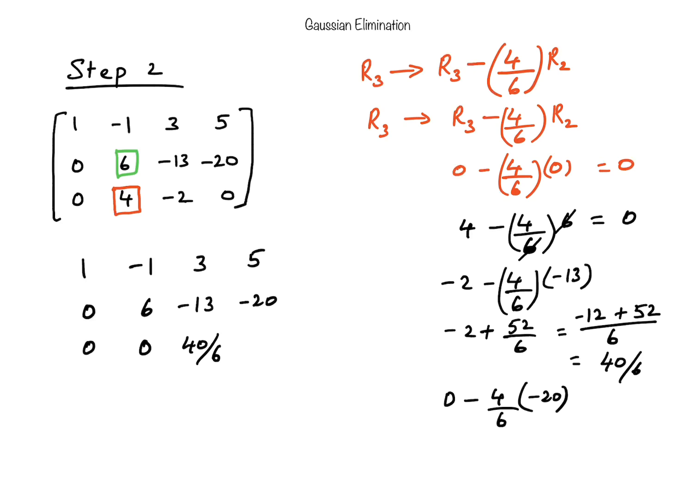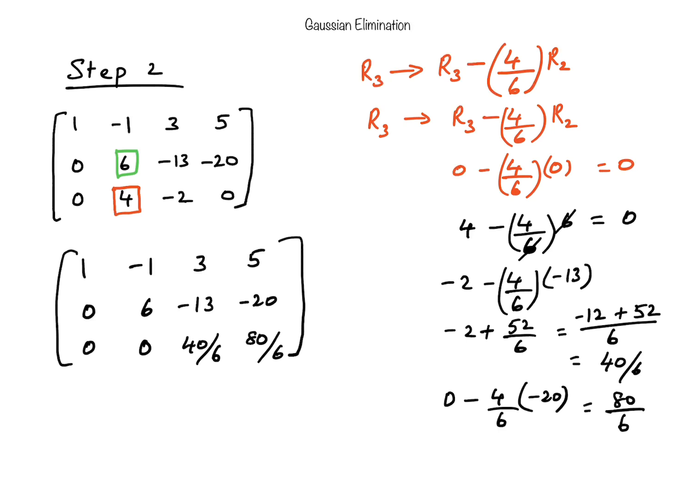So that will give us minus into minus will become plus. So that will be 20 into 4 is 80 over 6. So the number we get here is 80 over 6. Okay, so obviously when you're doing the transformations, you might get fractional numbers as well. You can leave it as a fraction or you can represent that as a decimal. Either way, it should give you the same answer.